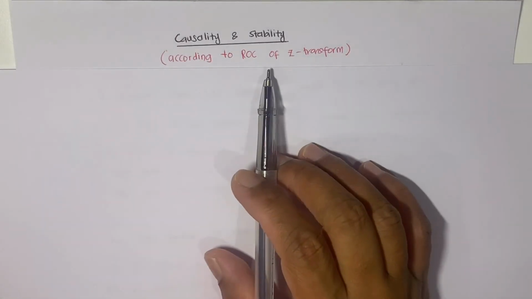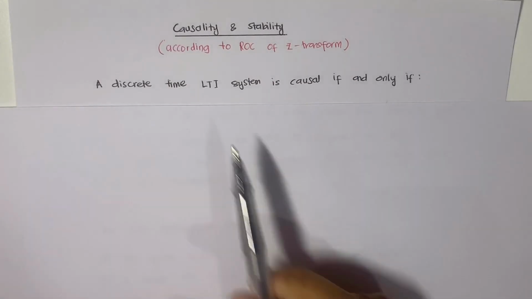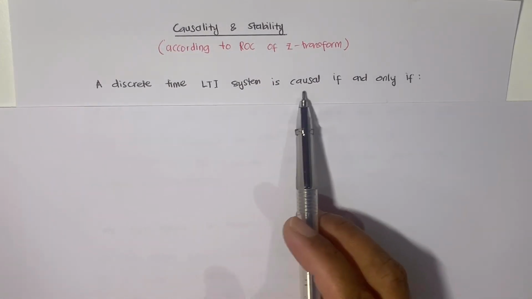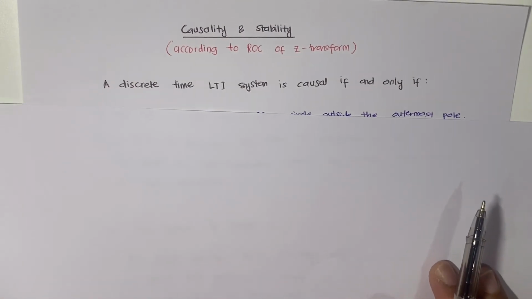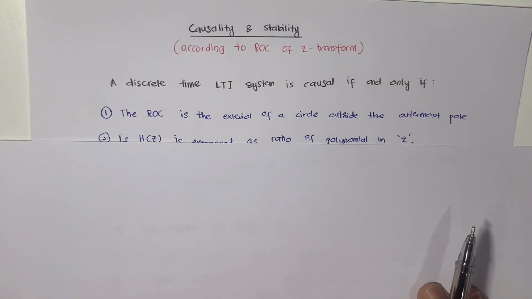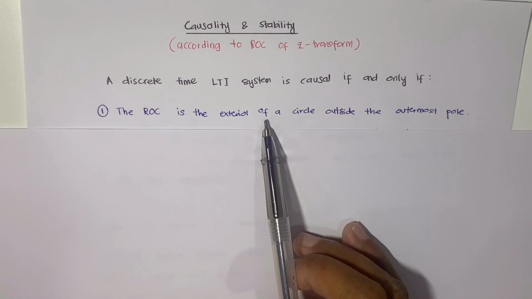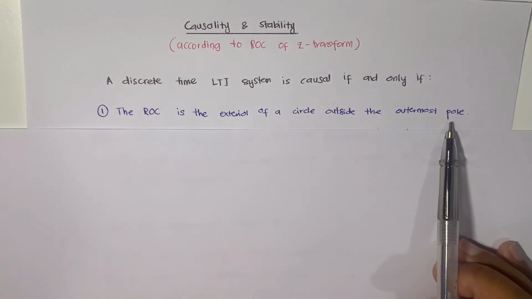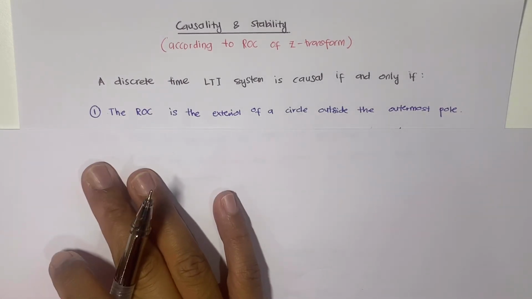In this video, I will explain about the causality and stability based on ROC of Z transform. A discrete time LTI system is causal if and only if, we see the first point here. The ROC is the exterior of a circle outside the outermost pole. What is the meaning of this first point?